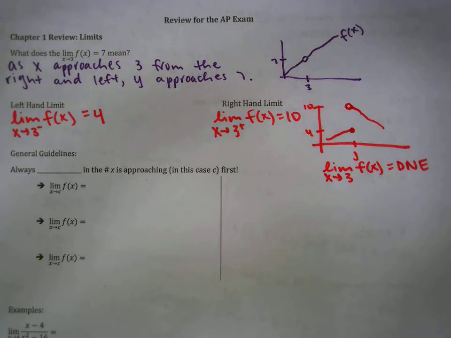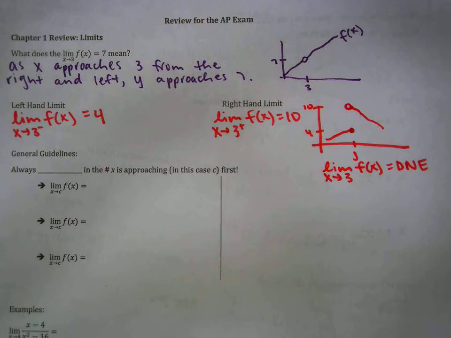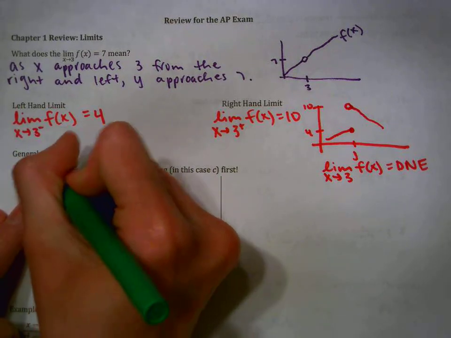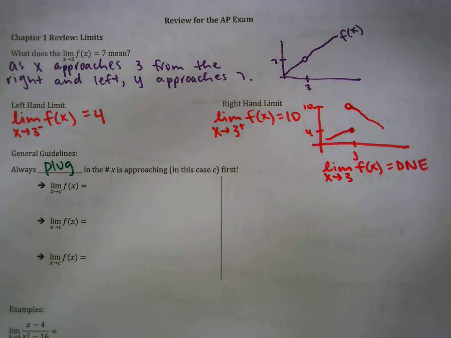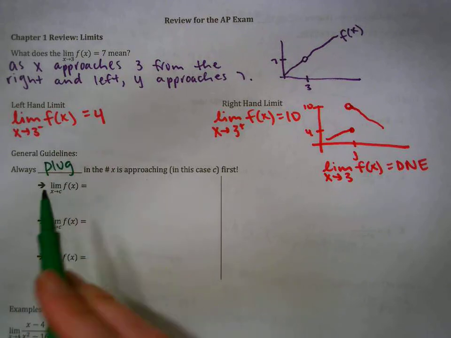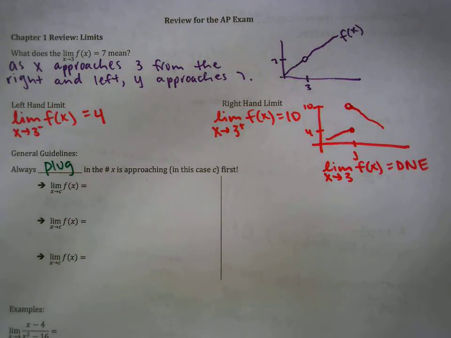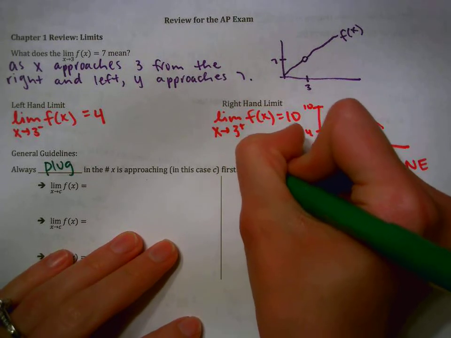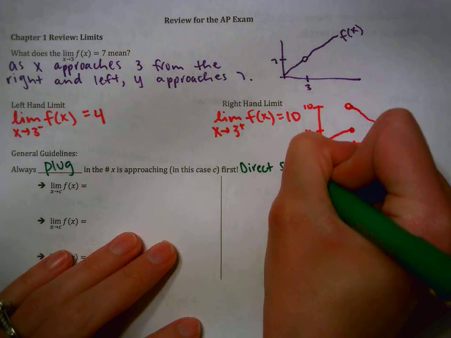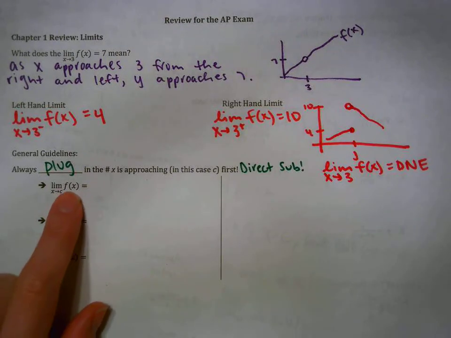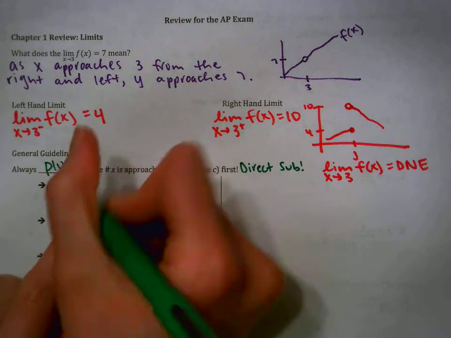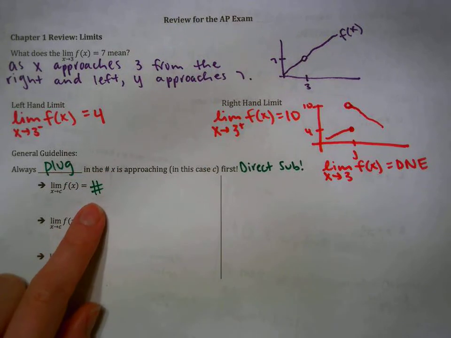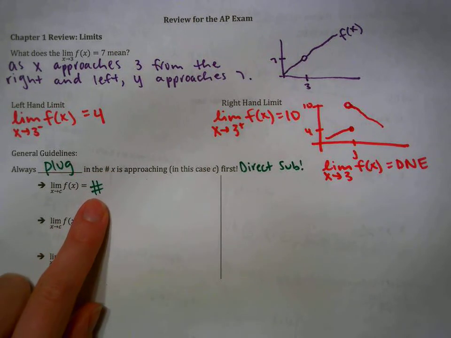So then, if we're doing limits algebraically, you always plug in the number x is approaching, which in this case they use c. And so what is that? That's your direct substitution, right? You always do direct sub first. So you plug in your c, and let's say when you plug it in, that's just a number. If it's any old number, then you're done. That's your answer. That's the limit.